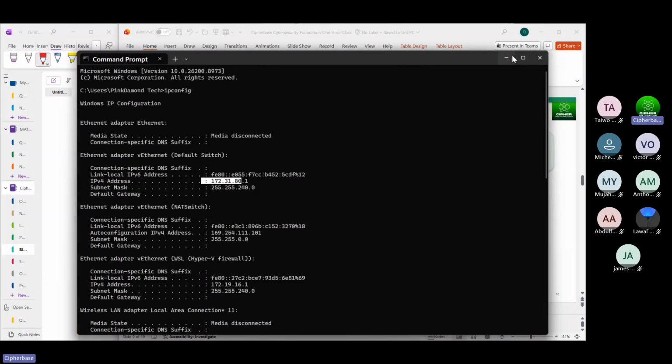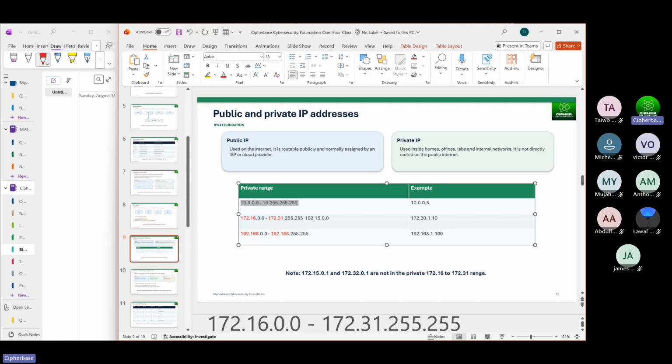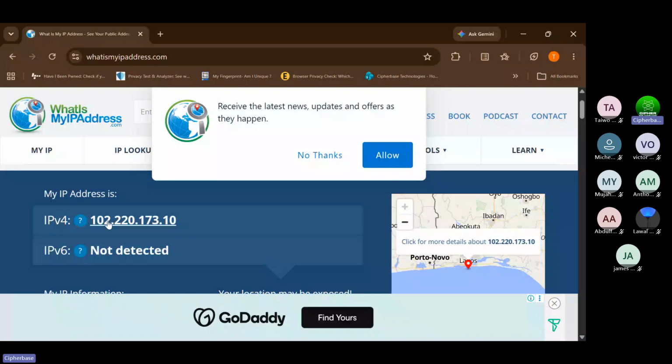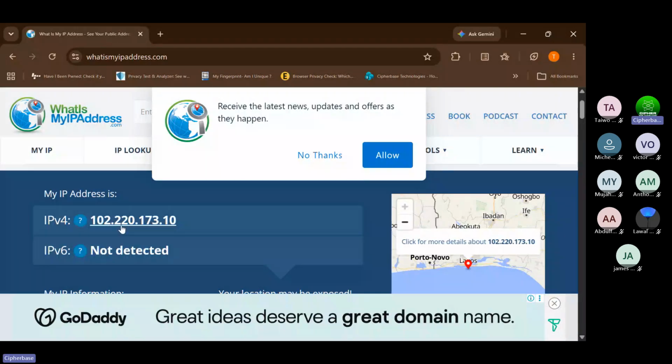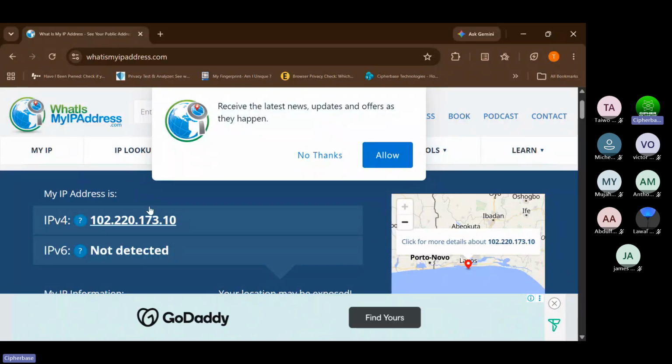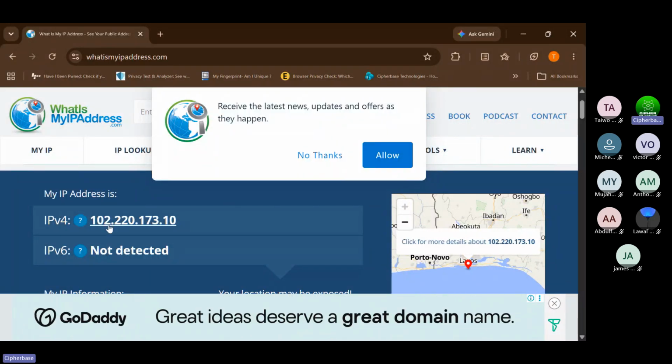So now let's go back to our Chrome where we search our IP. You see this one? This is 102 dot. This is no longer 10, as you can see. It's no longer 10. It's more than 10, as you can see.